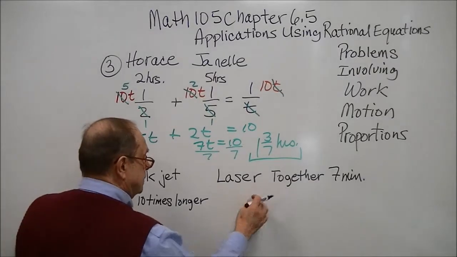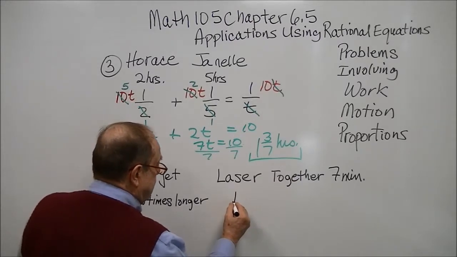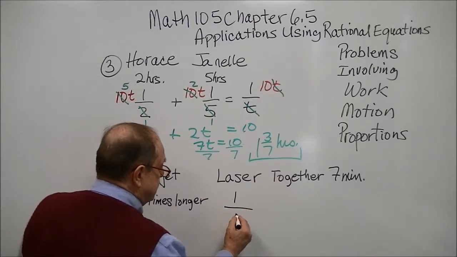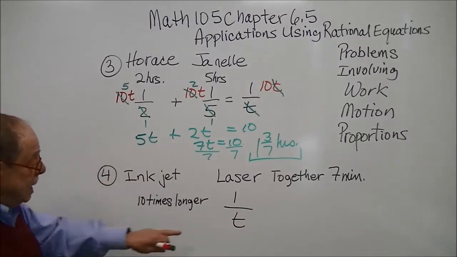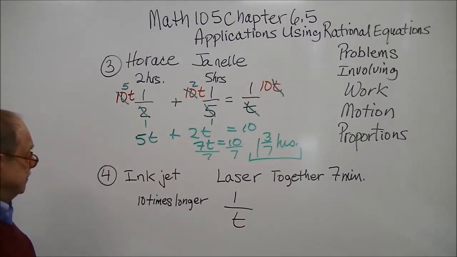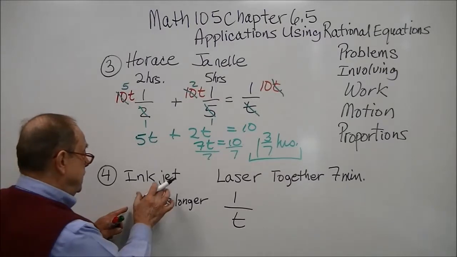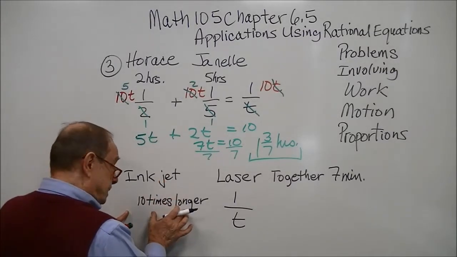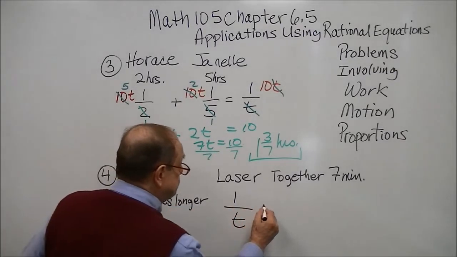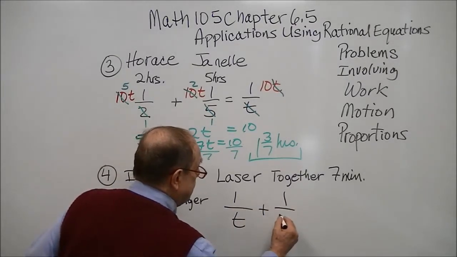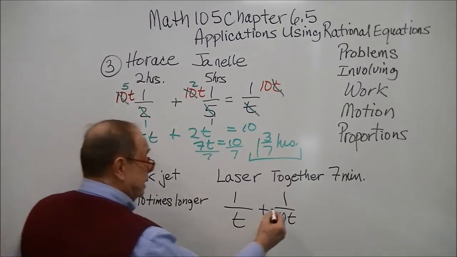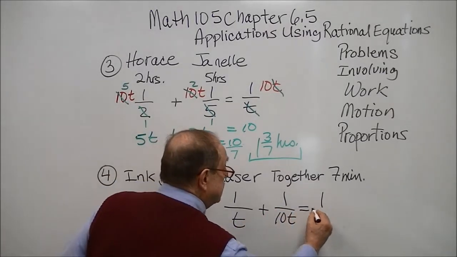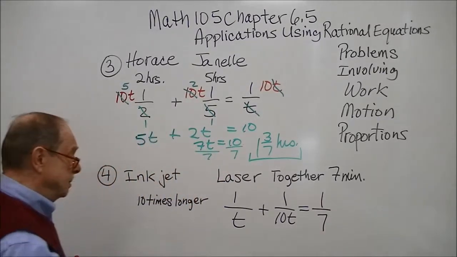So the laser can do the job in, let's say, T time. We don't know how much that T is. The inkjet takes 10 times longer. And together, they can get the job done in 7 minutes.